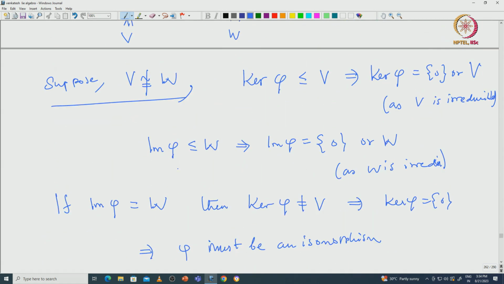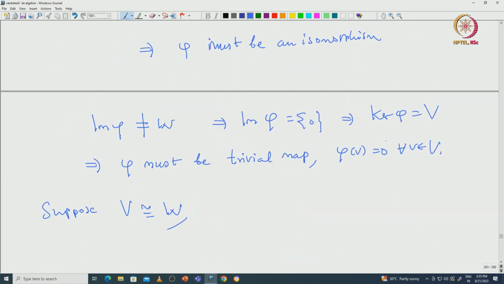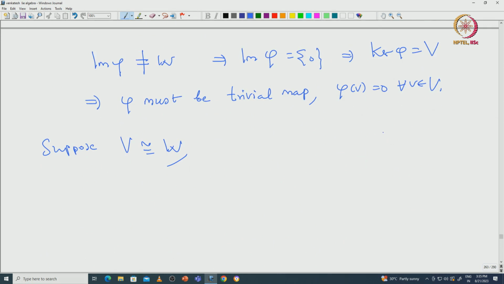Again from the same argument we can see that kernel phi is either 0 or V, and image phi is either 0 or W. If the image of phi is full, then the kernel of phi cannot be full, so it has to be 0.